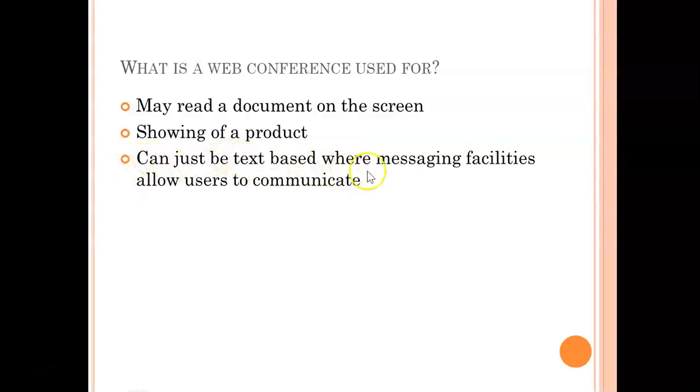can just be text-based, where messaging facilities allow users to communicate. In a web conference, there can be instant messaging that each participant can have access to, kind of like a chat, so they can talk to each other. These are just some reasons why a web conference might be used instead of maybe a video conference. They're just examples.